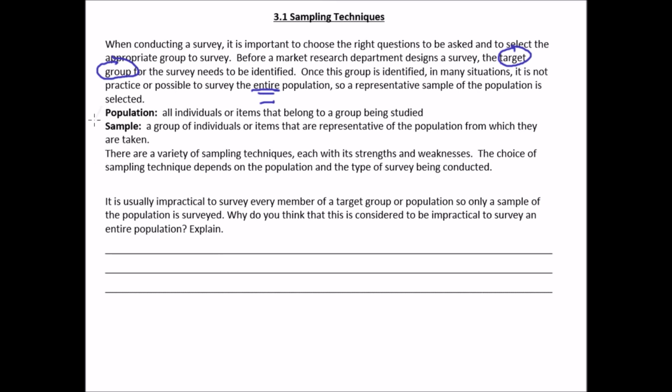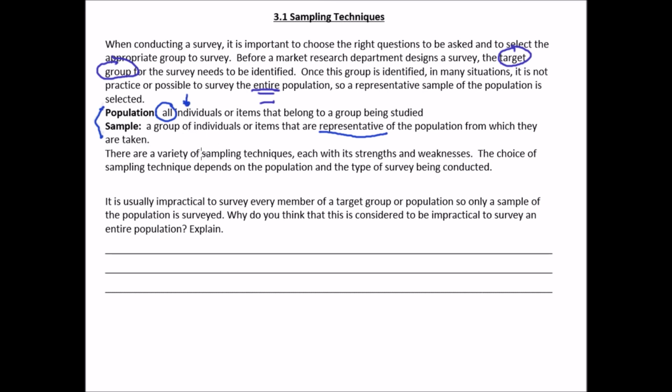Okay, so let's review what a population and a sample is. A population is all individuals or items that belong to a group being studied. What's important to know about a population is that it is all individuals, whereas a sample is just a group of individuals or items that are representative of the population. Out of this entire population, we choose a few people or a few items, and we sample those.